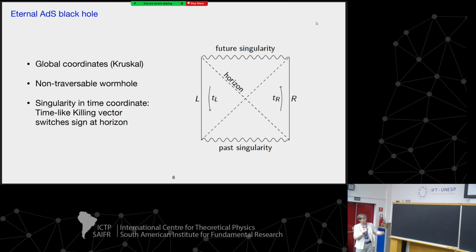So here's the eternal black hole with a horizon, and it's actually a non-traversable wormhole, which means that observers can move in from the two sides, but it's not possible to get out again on the other side. What will be very important for this geometrical approach is that there's actually a singularity in the time coordinate, which is that the time-like Killing vector switches sign at the horizon. So if one observer hops in from this side and another one from the other side, their Killing vectors will point in different directions, and this is clearly a singular behavior.